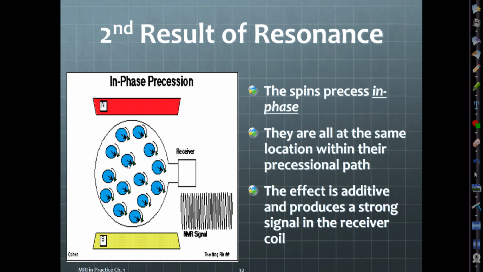So think of these as the individual little vectors that add up to be the net magnetic vector, right? All the little individual vectors that add up to be the net magnetic vector. And they happen to be at the same spot along that precessional path. And when that gets flipped into the transverse plane, it creates a very strong signal. Okay? This is what we want. We want strong signal being collected by a receiving coil.